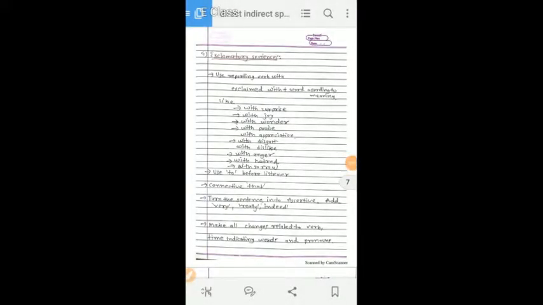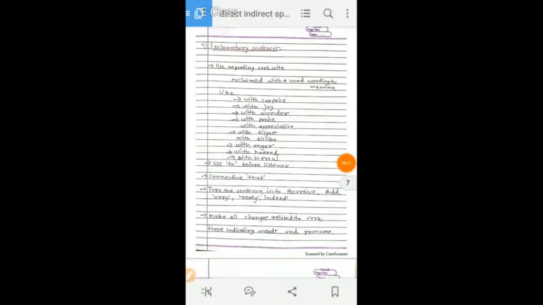Now let's learn exclamatory sentences. In exclamatory sentences, use the reporting verb exclaimed with plus a word according to the meaning. You have to compulsorily use exclaimed with plus a word according to the meaning, like exclaimed with surprise, exclaimed with joy, exclaimed with wonder, exclaimed with praise, exclaimed with appreciation, exclaimed with disgust, exclaimed with dislike, exclaimed with anger, exclaimed with hatred, exclaimed with sorrow. You have to use these words according to the meaning. Use to before the listener. Use the connective that. Turn the sentences into assertive. Add very, really, indeed into the sentence. Make all changes related to verb, time indicating words, and pronouns.